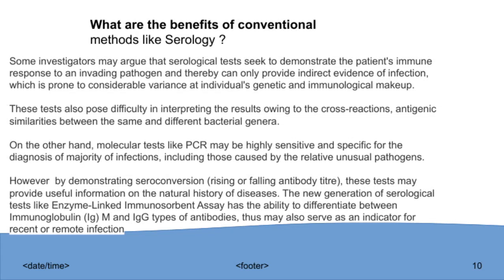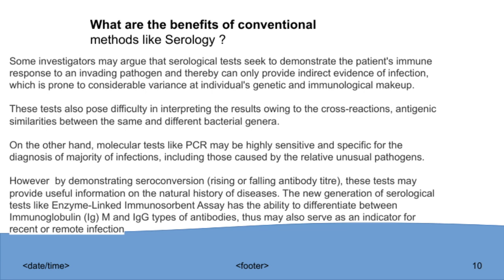Some investigators argue that serological tests primarily aim to demonstrate the patient's immune response to an invading pathogen. In other words, they provide indirect evidence of infection, which can vary quite a bit depending on an individual's genetic and immunological makeup. This means that results can sometimes be inconsistent or hard to interpret. These tests also face challenges due to cross-reactions and antigenic similarities between different bacterial genera, making it tricky to pinpoint exactly which pathogen is responsible.